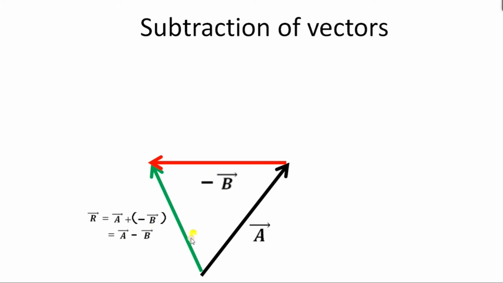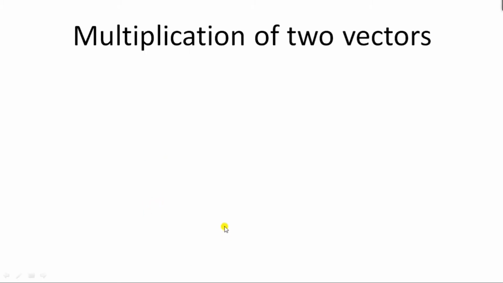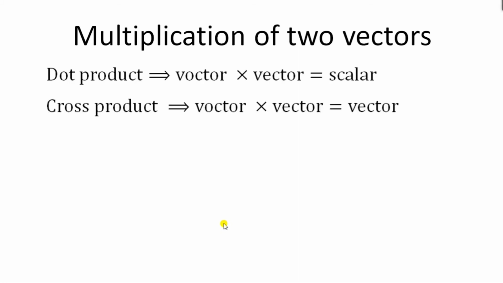So this represents the resultant vector. Now we will do multiplication of two vectors. In vectors there are two types of multiplication. One we call dot product, in which we multiply two vectors and we get a scalar. And the second product is cross product, where we multiply two vectors and we get the product to be a vector.